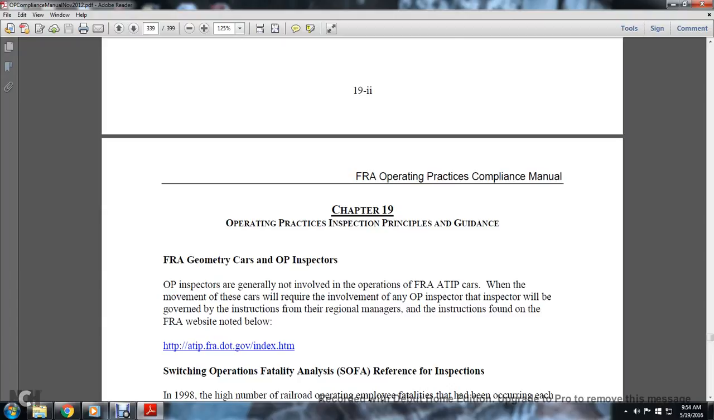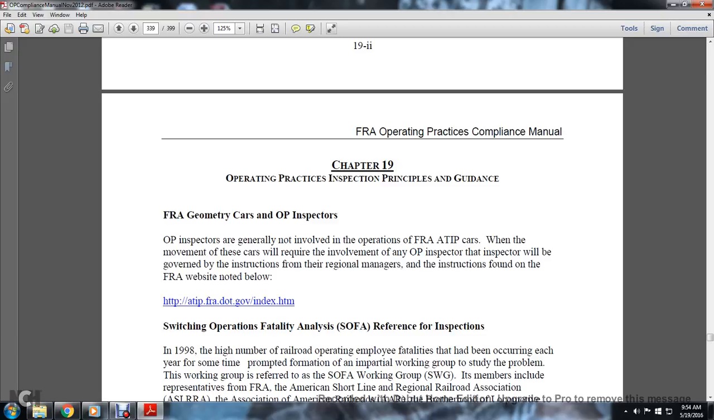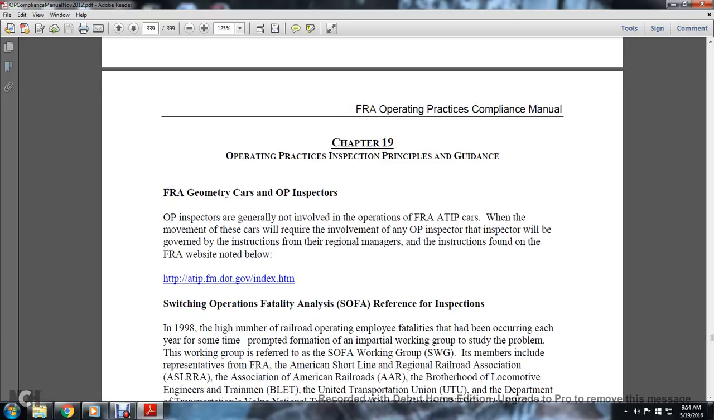Inspectors are generally not involved in the operation of FRA or ATIP cars. When the movement of these cars will require the involvement of the OP inspector, the inspector will be governed by the instructions for the regional managers, and the instructions will be found on the FRA website noted below, the atip.fra.gov index.